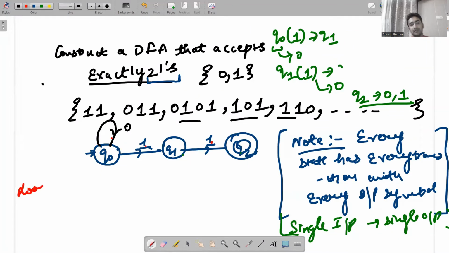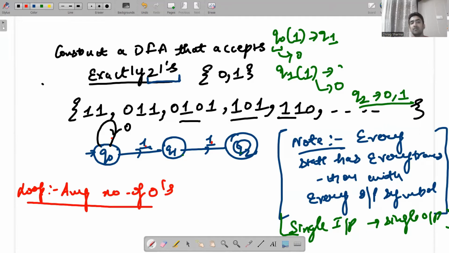Loop means any number of zeros, and any number of zeros means even zero zeros also. Even zero zeros means I cannot take any 0 from this. I am accepting 1 1. This was my answer. I'm accepting 1 0 from this, I'm getting two ones. This is an answer, right? So this is the first thing.